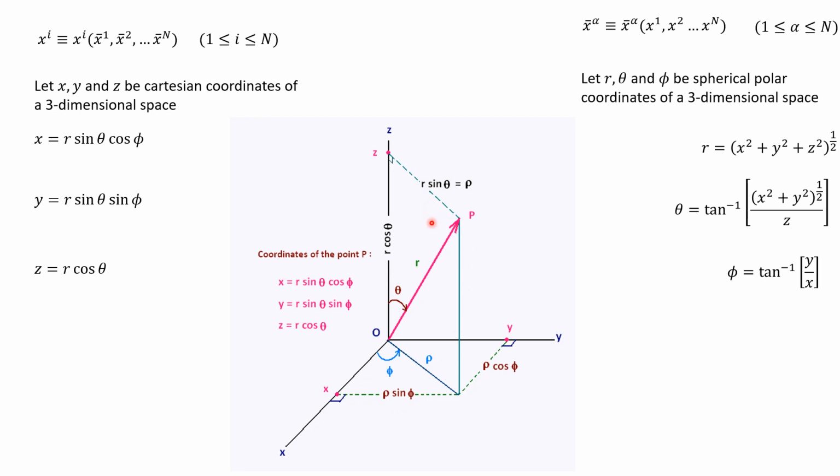So for the inverse transformation, we can express the spherical polar coordinates in terms of Cartesian coordinates as shown here. That is, r is equal to square root of x squared plus y squared plus z squared, theta is equal to tan inverse of square root of x squared plus y squared divided by z, and phi is equal to tan inverse y by x.